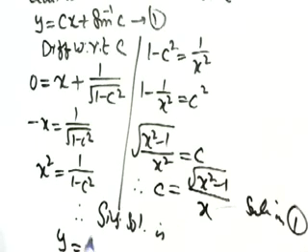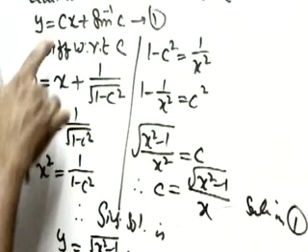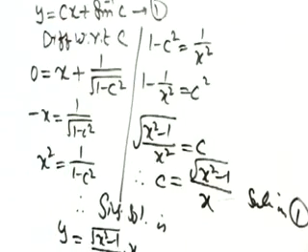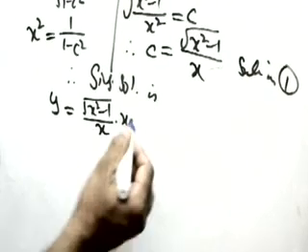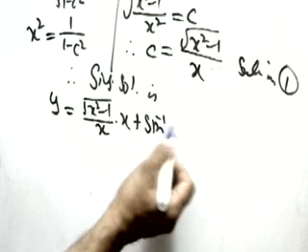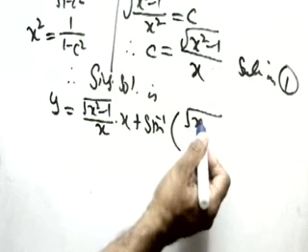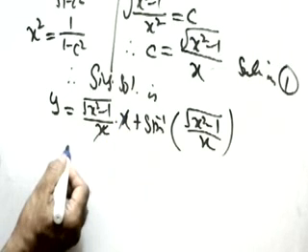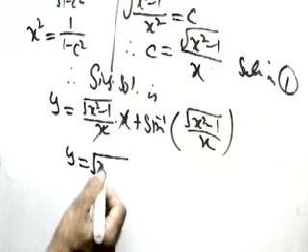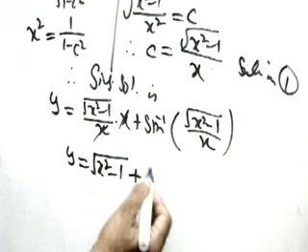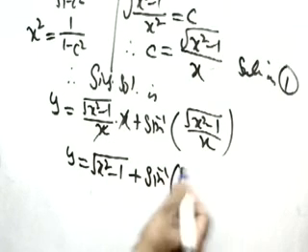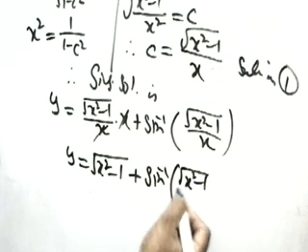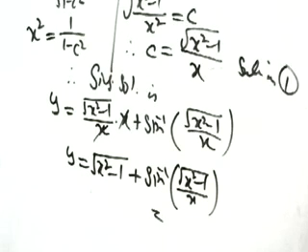So y equals c x plus sine inverse c. C is under root of (x square minus 1) by x. Let me cancel this one. You will get the answer y equals under root of x square minus 1 plus sine inverse under root of (x square minus 1) by x.